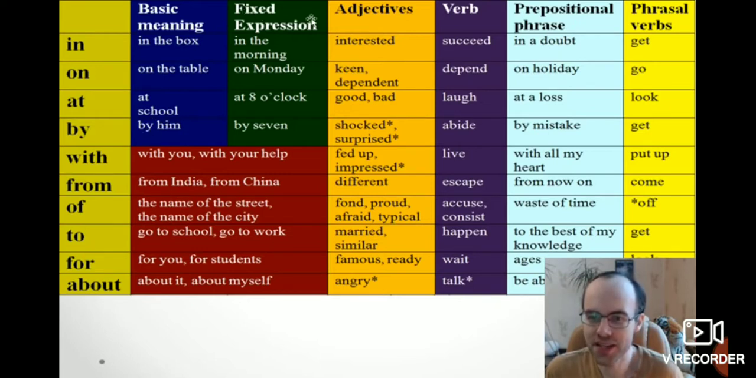Alright, so the next step is that you need to know some fixed expressions.